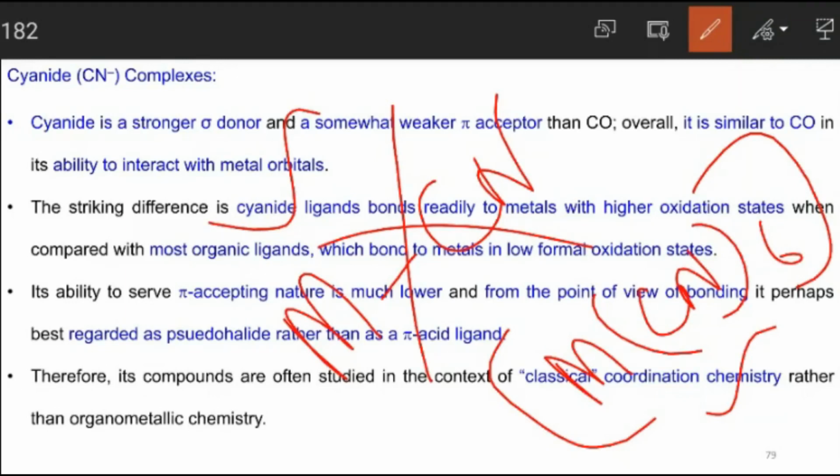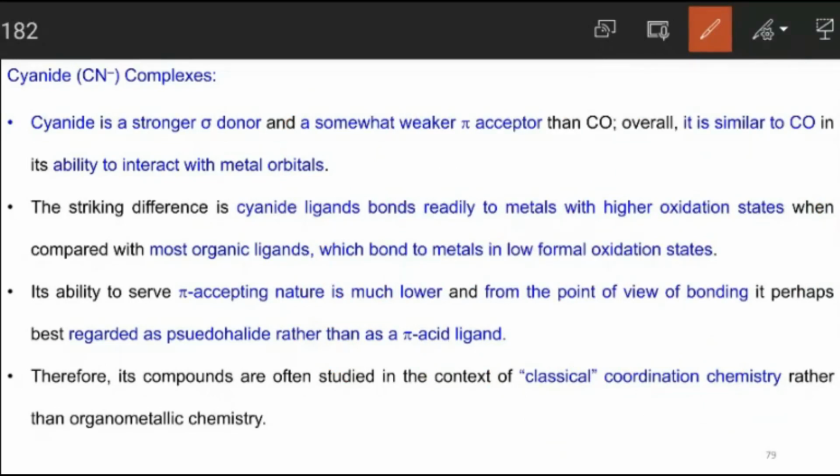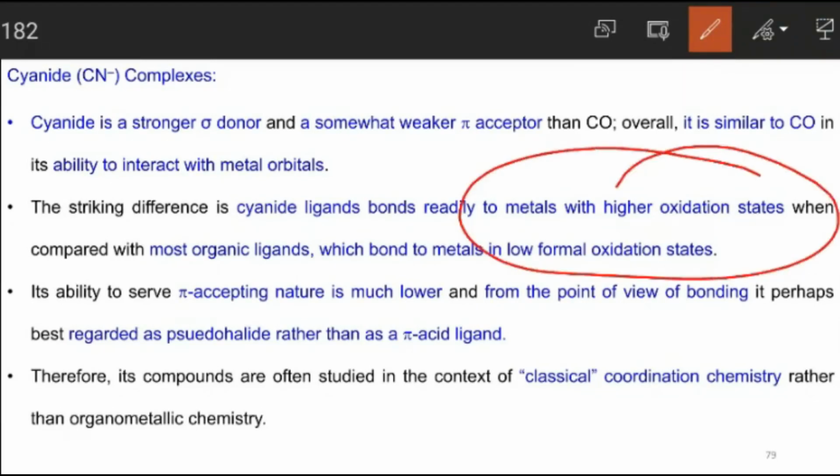Why? Because the cyanide ligand, CN minus, does not have the ability to stabilize the metal in a lower oxidation state, whereas carbon monoxide and any other organometallic ligand will try to stabilize the metal in a lower oxidation state. That is the main problem with the cyanide ligand. It will always keep the metal in a higher oxidation state; it doesn't have the ability to stabilize the metal center in a lower oxidation state. Therefore, when you have CN minus as a ligand, we don't call it an organometallic ligand. Rather, we say it is simply a coordination compound, in terms of coordination chemistry.